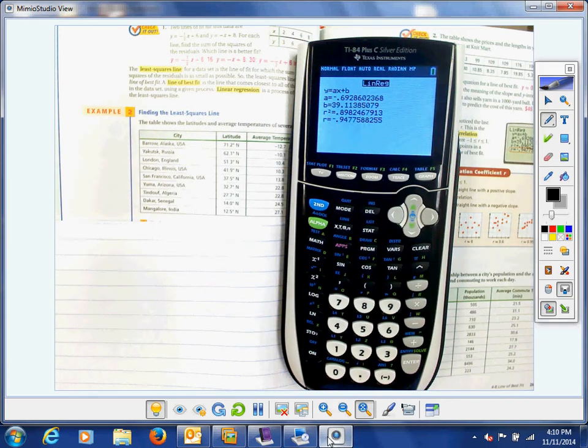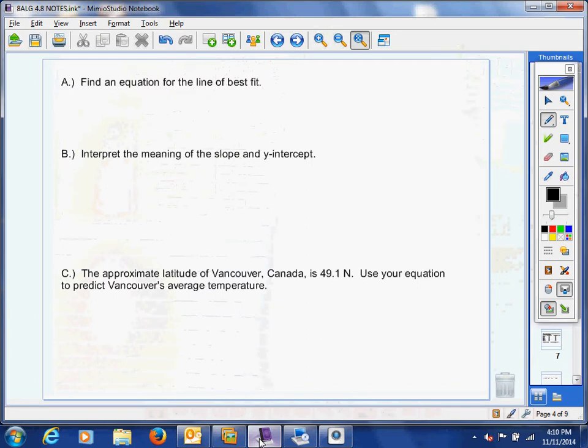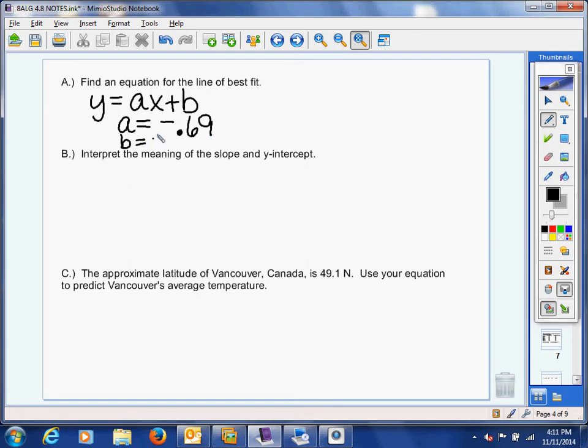We're going to switch back over to Mimeo now because we need to answer some questions about that line of best fit. So letter A says find an equation for the line of best fit. Well, here's what we see in our calculator. And for A, what I want you to do is just round it to 2 decimal places. So we're going to make it negative 0.69, okay? 2 decimal places, that's all you need. And then B, we're going to make that 39.11.